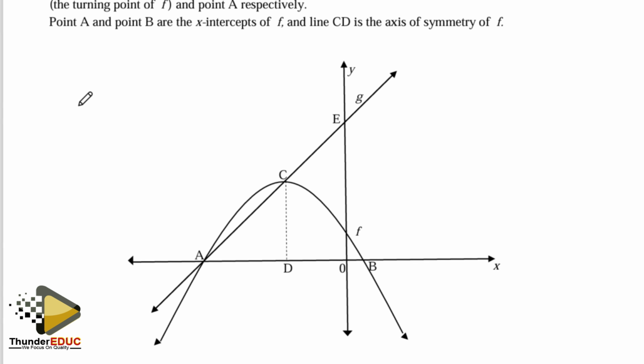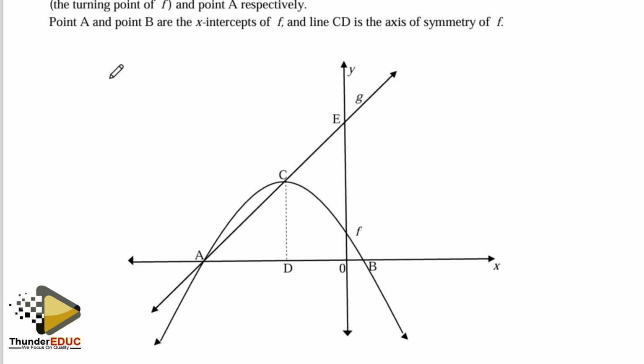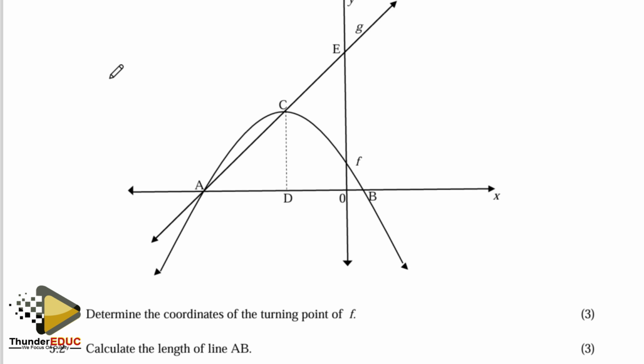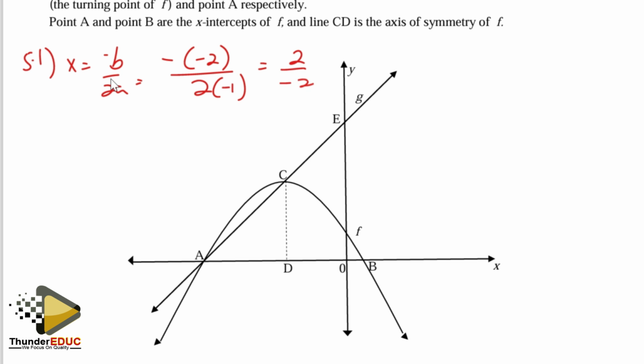All right, then question number 5, we have a parabola and a straight line sketched below. The graph G passes through point E. Those are the intercepts. The line of symmetry is that. I mean the coordinates of the turning point. For us to get the turning point, you need to get the axis of symmetry first. 5.1, x is going to be negative b over 2a. Our b is negative 2, so negative of negative 2 over 2 times negative 1. So that's going to be 2 over negative 2, which is negative 1.